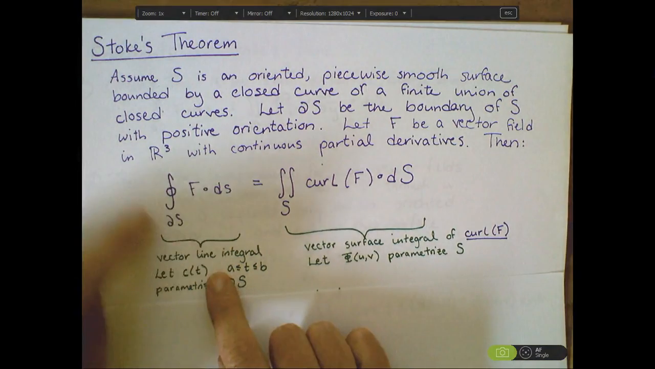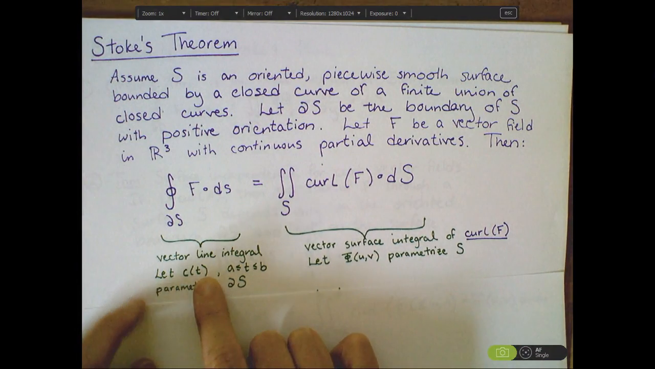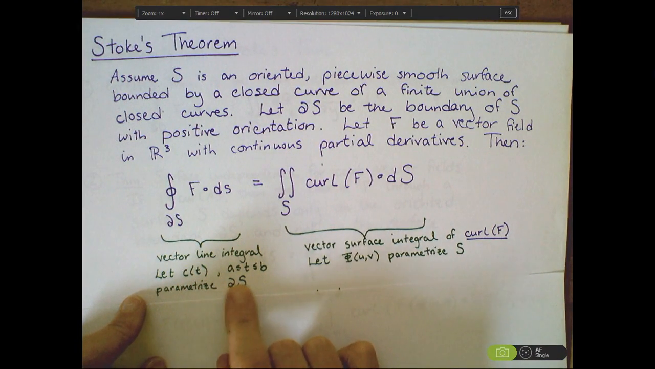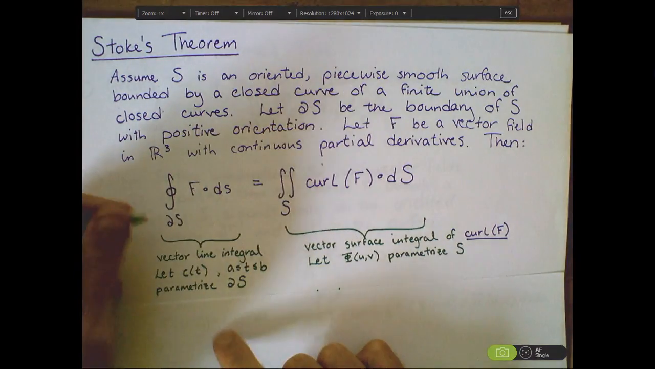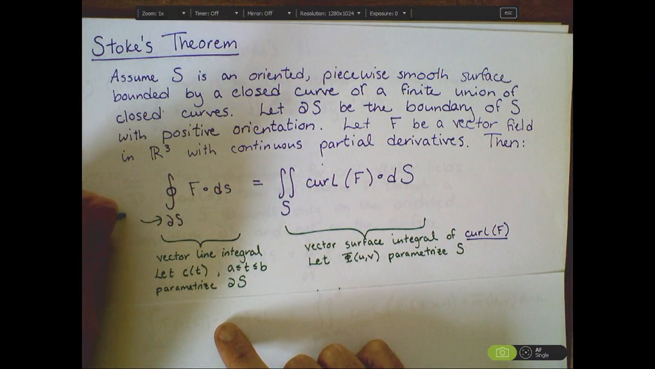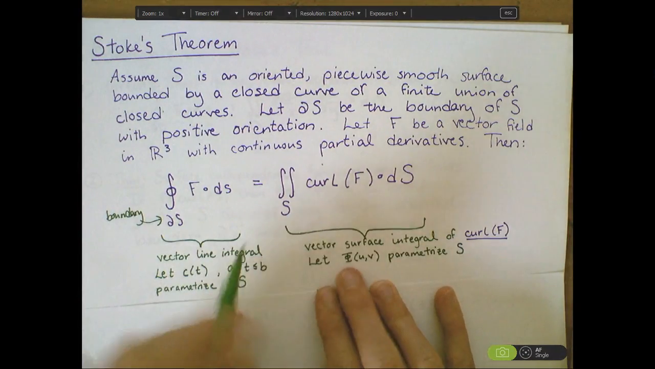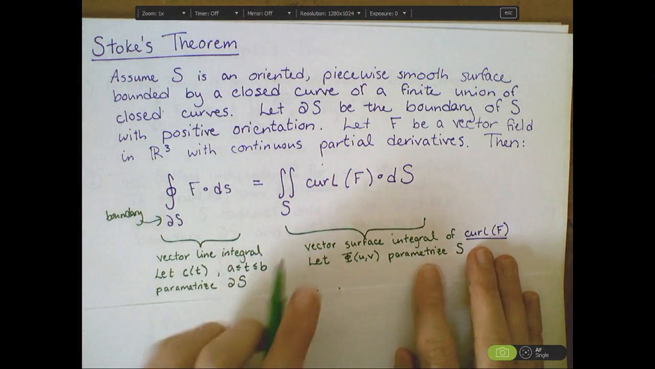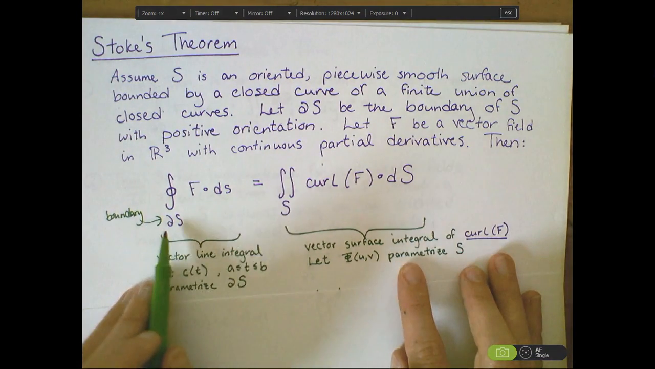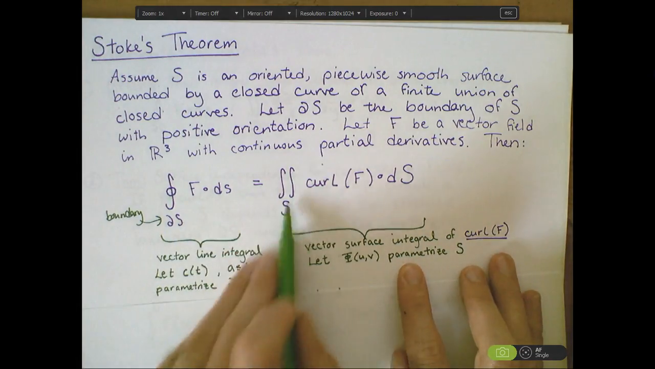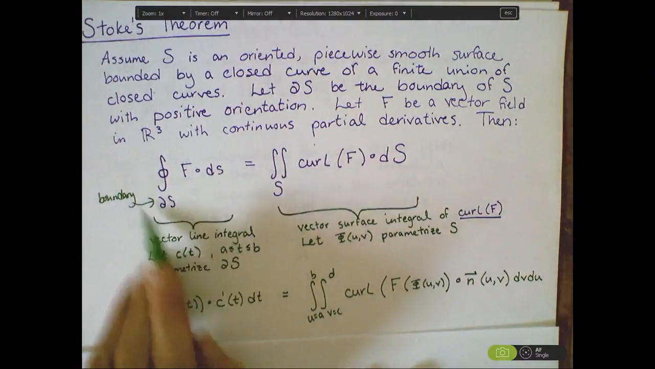Over here, I have a vector line integral, and I usually parameterize that line integral by some vector function C of t. That's going to parameterize the boundary of S. This little curly thing is just saying the boundary of S. And over here, we're taking the vector surface integral over some surface, so we're going to have to parameterize a surface, and that surface has to have the same boundary as this line integral. And then I can take the double integral over the curl instead. So these are sort of the generic ways of writing it.